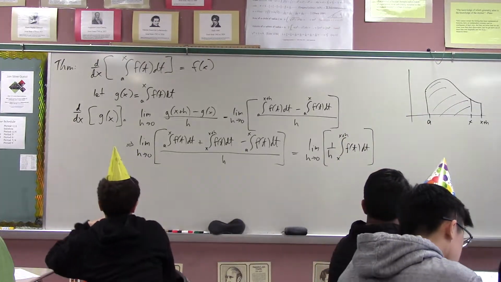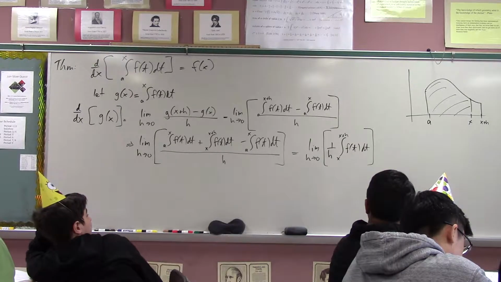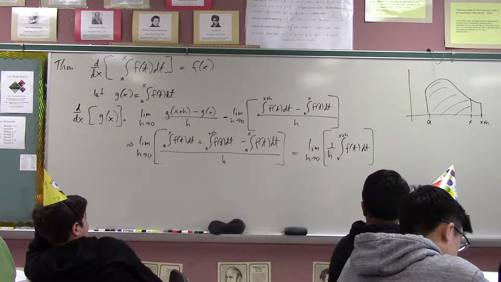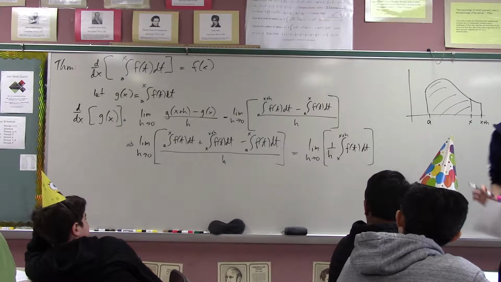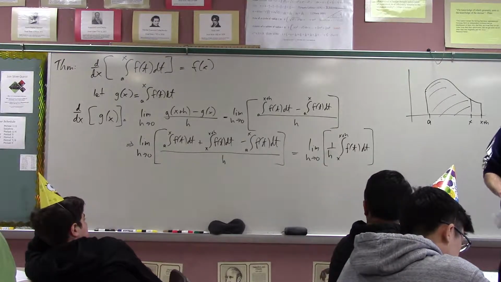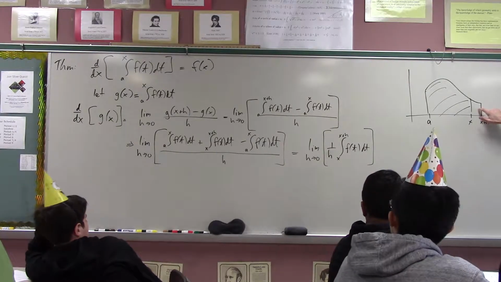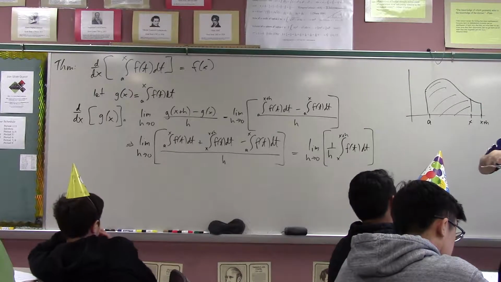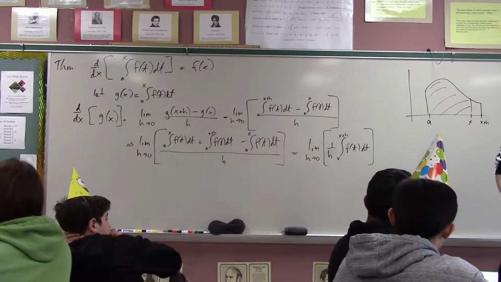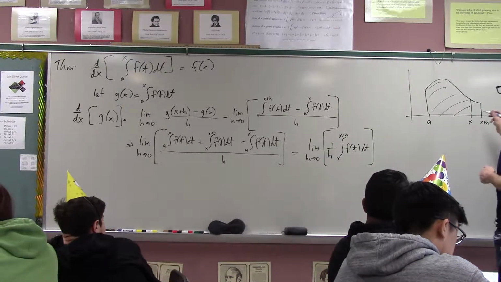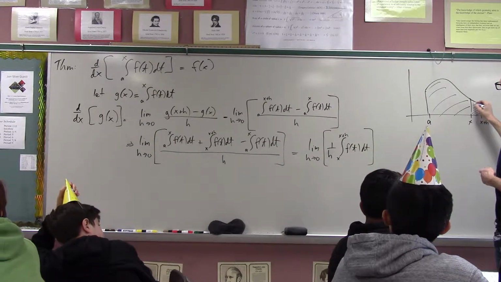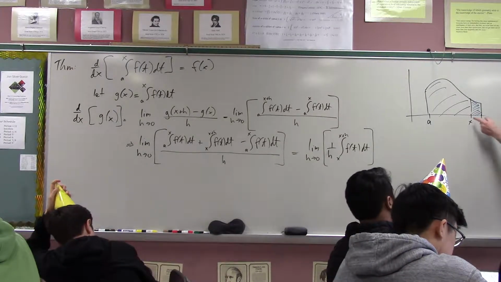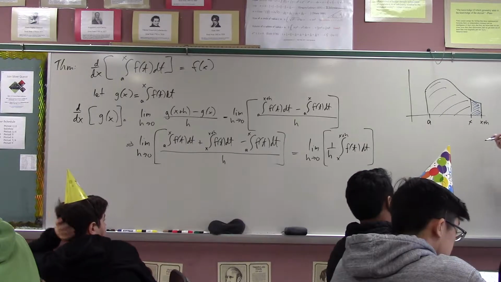In other words, where are we now? We're exactly where we were on the backboard when we were doing it 17th century style, but now we just have the word limit thrown around. It's just the area under this curve. It's no longer a rectangle. It's the area under this curve as h goes to 0, but then also divided by h.